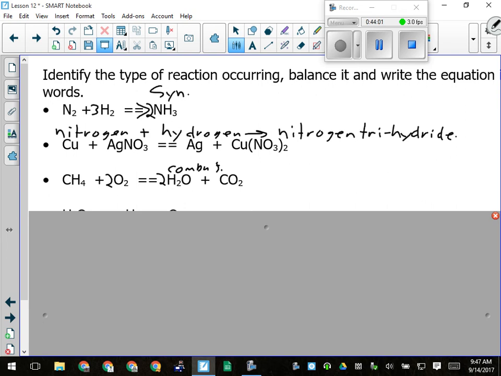If I'm writing this out, this would be carbon tetrahydride plus oxygen gives us water. And guys, never try and name water. Never try and name it anything other than water. It's the only thing you can use the common name for. Otherwise it's like dihydrogen oxide, or is it hydrogen oxide, or is it hydrogen hydroxide? It's a mess. It's water. Just water plus carbon dioxide.